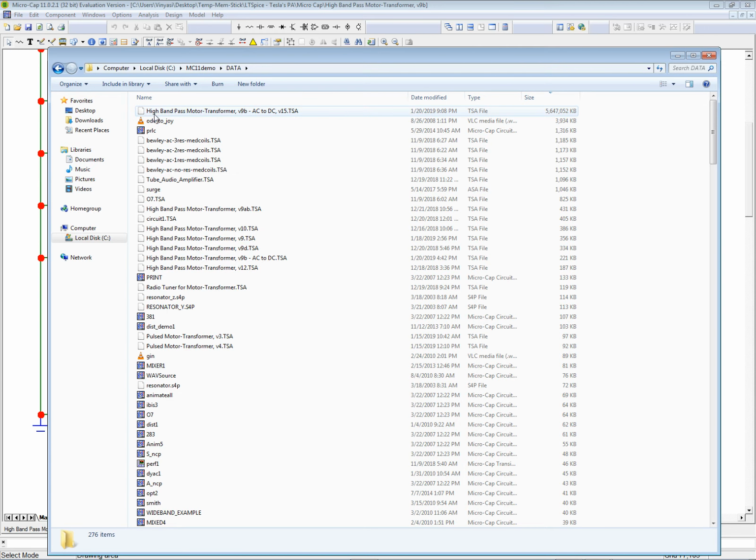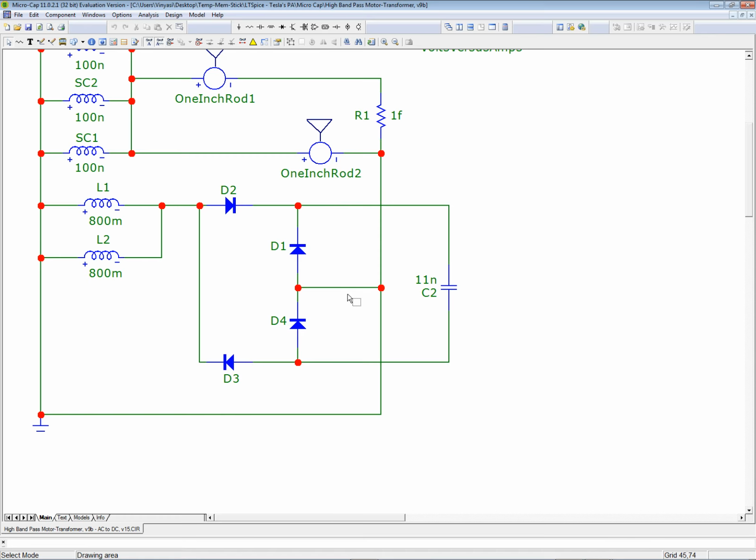So I started using the high bandpass motor transformer version 9B. And then I modified it, and I came up with the 15th version after all the modifications. So this capacitor will regulate the surges, but we still need to regulate the current. And I took out all the other components because they were superfluous. They didn't do anything.